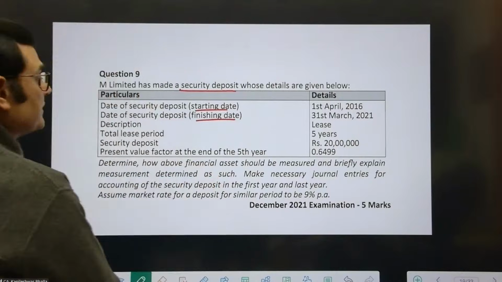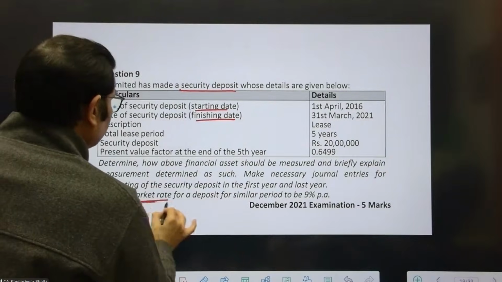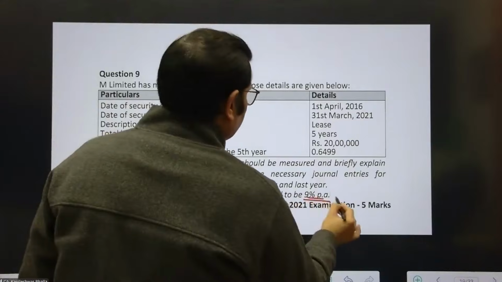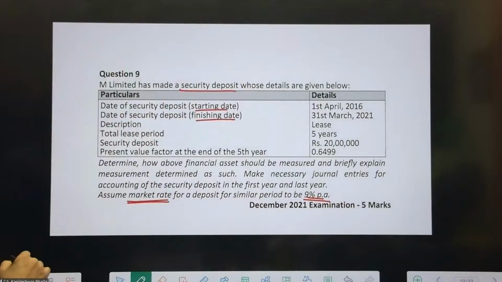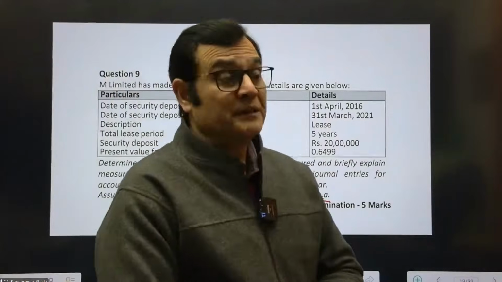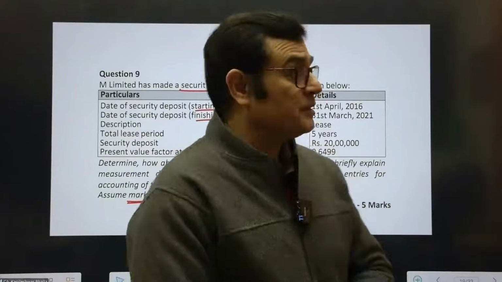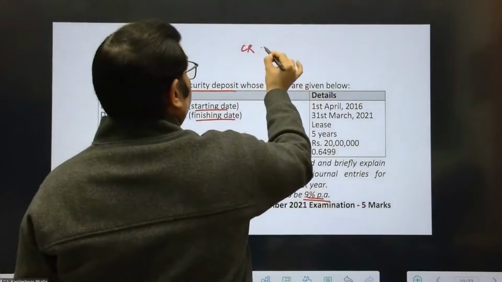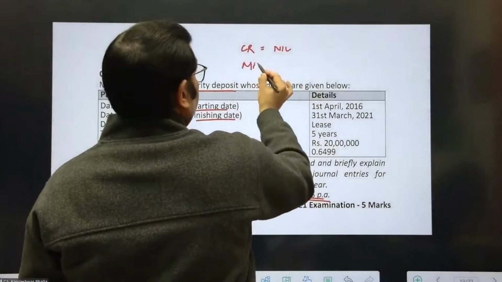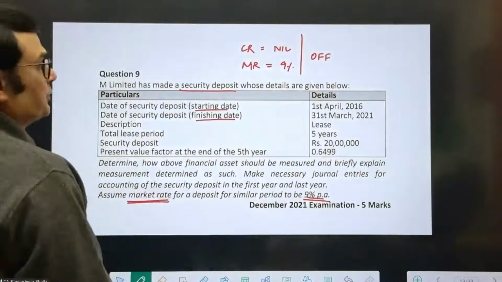Determine how the above financial assets will be measured and briefly explain the measurement determined. Make necessary entries for accounting of the deposit in the first year and in the last year, and assume that the market rate for a deposit is supposed to be at the rate of 9%. Now, we made a deposit, but I am not given that there is any contracted rate of interest on the deposit, which means it seems to be a security deposit which is interest free, but the market rate is 9%. So we can say indirectly the contracted rate is 0 and the market rate is supposed to be 9%. So this is definitely indicating it's an off-market transaction.